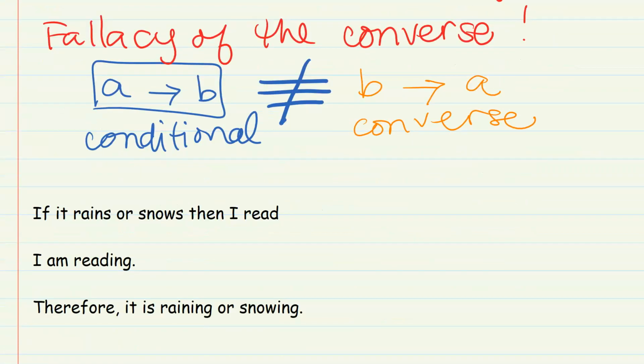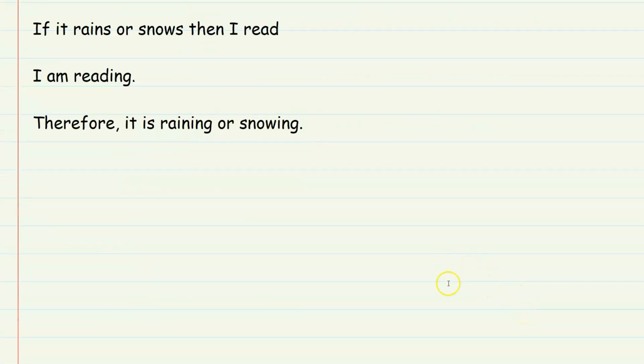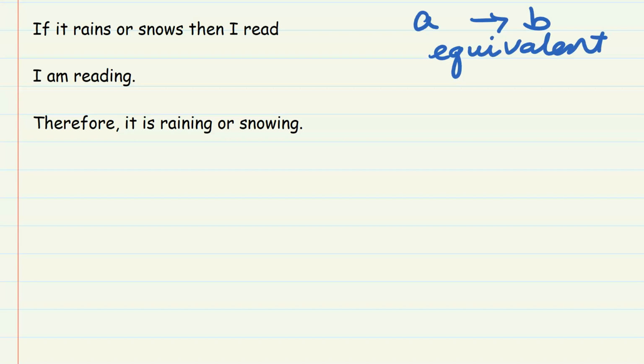Now, however, what is kind of cool to see is how to fix this argument, how to change this argument so that it is a valid argument. Okay, so we know that the conditional statement A implies B is equivalent to its contrapositive, right? So the contrapositive is negate B, then the negation of A. So how do I use that to fix this?